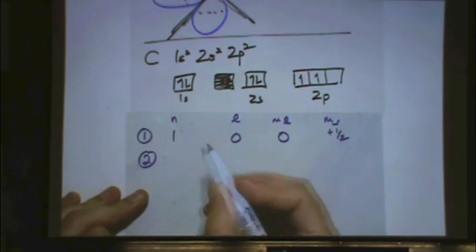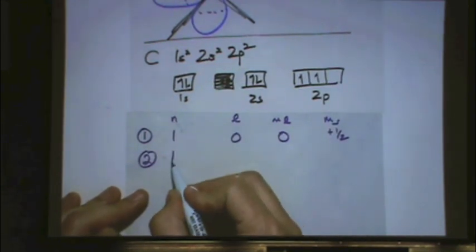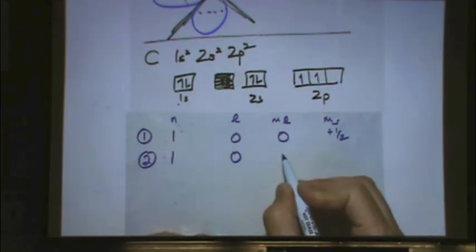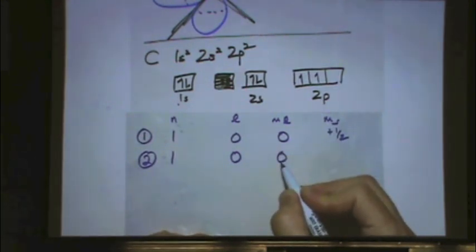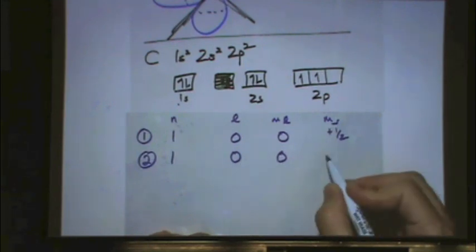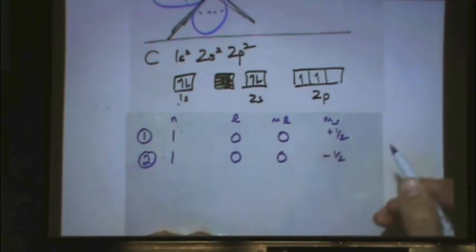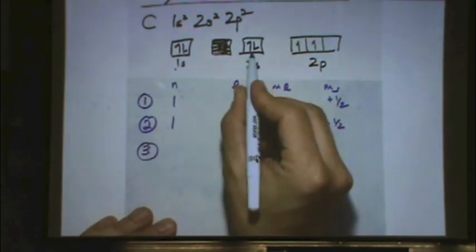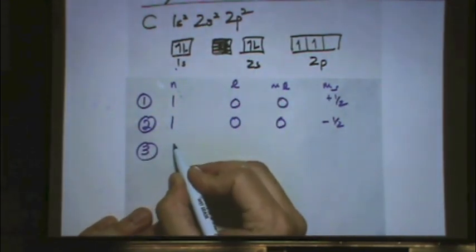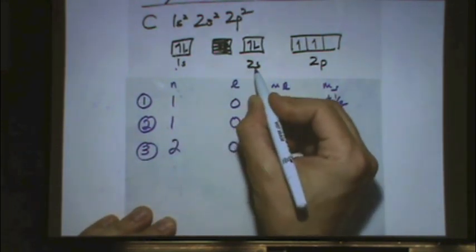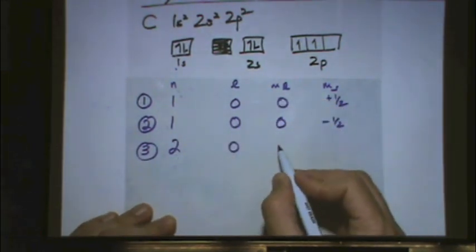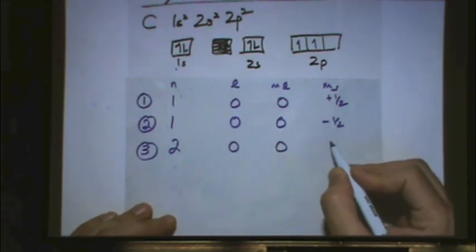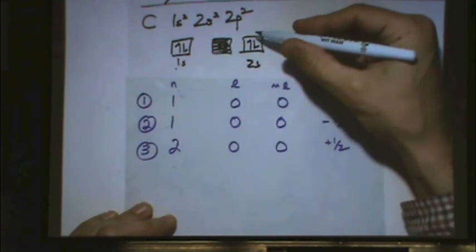2, let's do the next one over. What's N? Still 1, and L is still 0 because it's a 1s. What's M sub L? If L is 0, M sub L must be 0. What's M sub S? Now it's negative 1/2 because it's pointing down. 3, the third one: N is 2 and L is 0 because 2s. M sub L must be 0 if L is 0. M sub S is plus 1/2, since that one's pointed up.